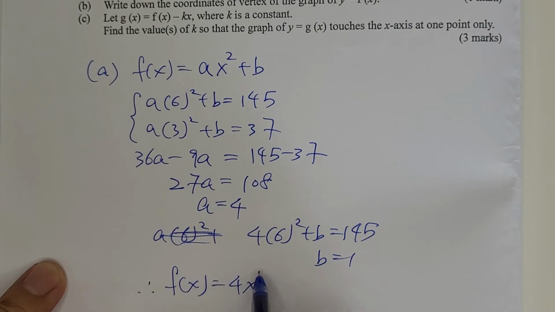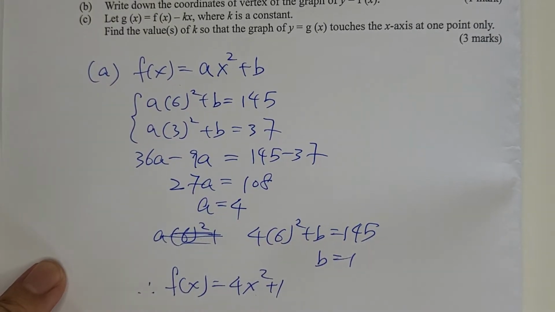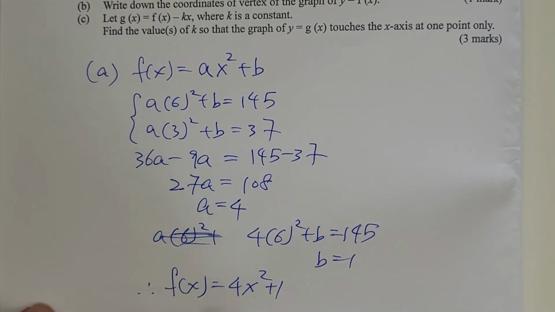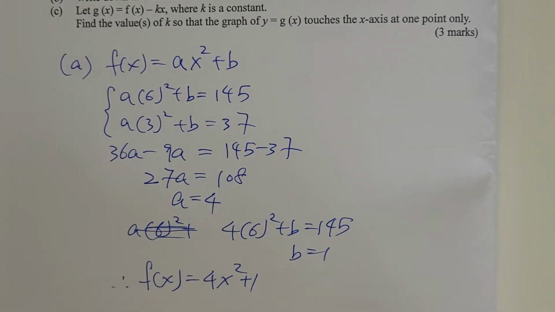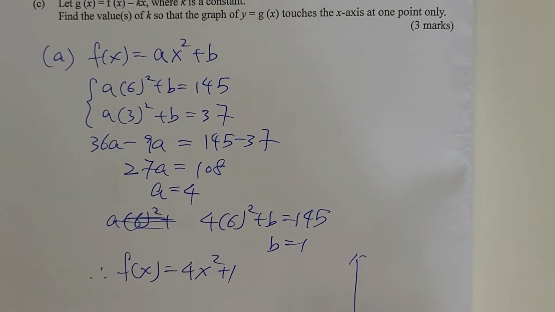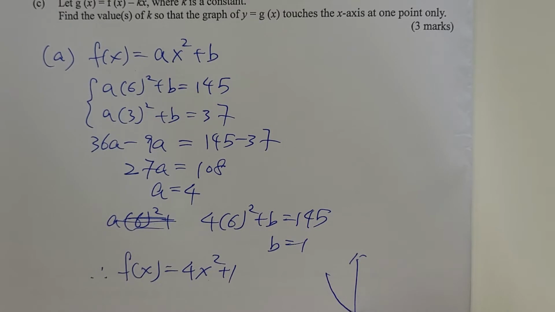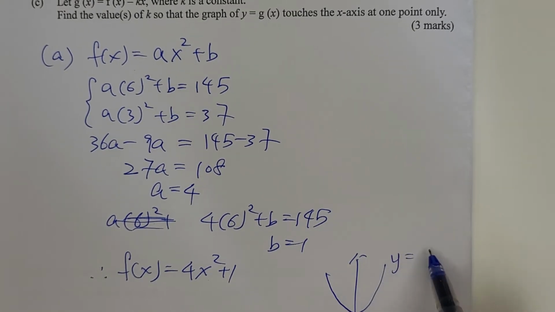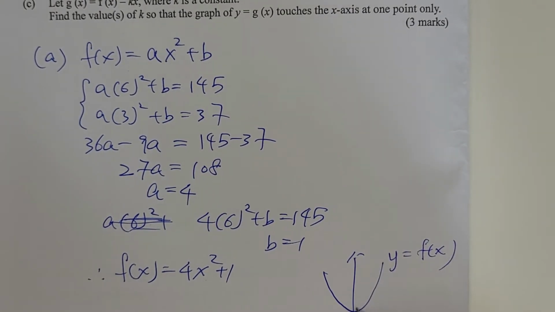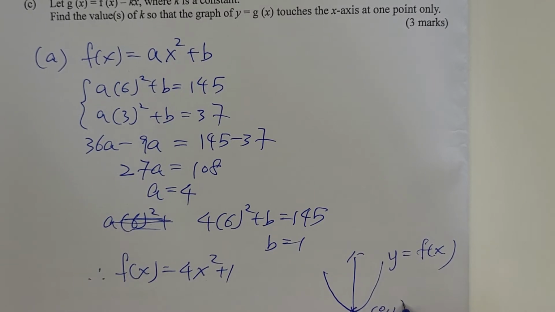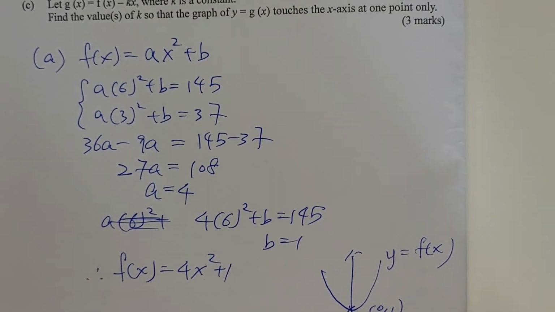That is 4x squared plus 1. But actually, there's a very standard format of the vertex form. If you consider the graph of y equals f(x), it should be something like this. Y equals f(x). There's a vertex (0, 1). The y-axis is the axis of symmetry of the graph.